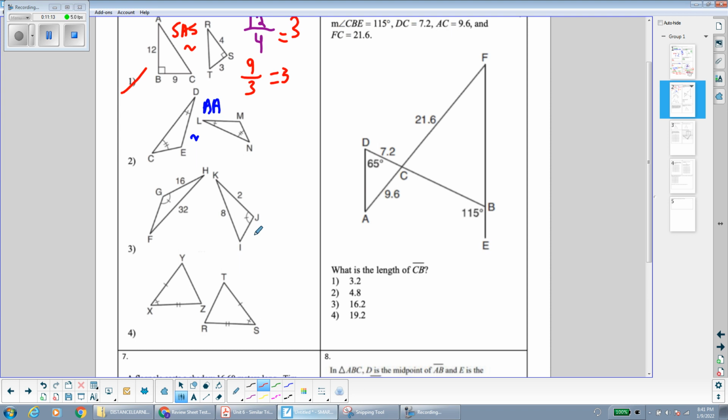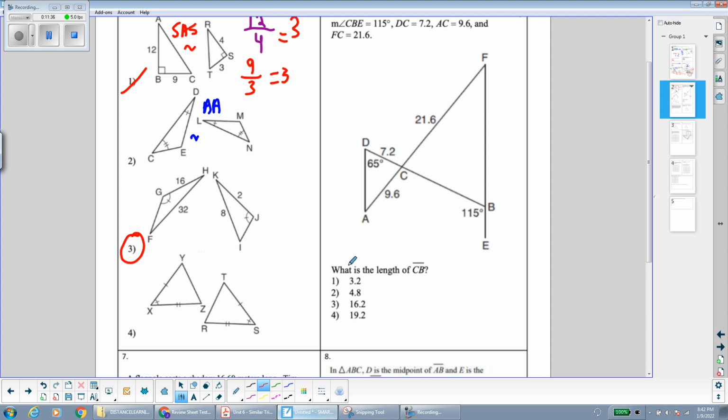And it wouldn't be SAS because the angle is not directly in between the 2 sides. So regardless of whether the sides are proportional, this wouldn't be SAS because the angle is not directly in between the 2 sides. So this is the answer choice we're looking for. None of our ways of proving triangles similar apply.